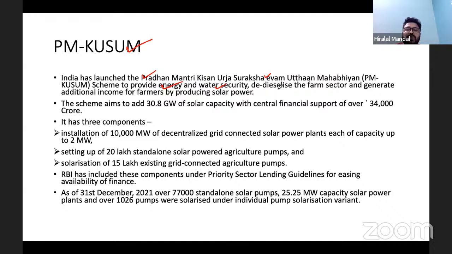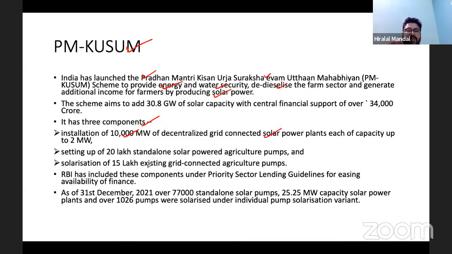And also it wants to reduce the diesel in the farm sector, and wants the farmers to adopt solar power in the country. So that's what it aims at. There are various objectives under this one. It has mainly three components. One is installation of 10,000 megawatt of decentralized grid connected solar power plants.